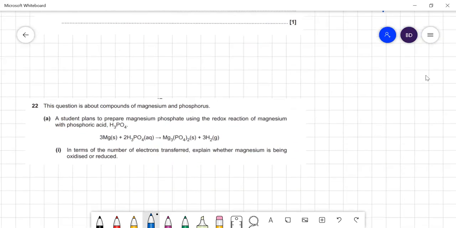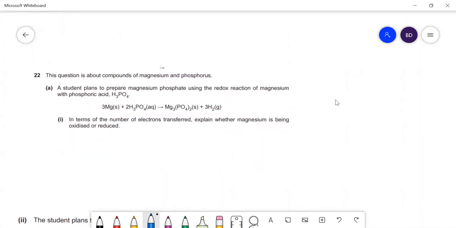Right, reaction between magnesium and phosphoric acid, okay? It prepares magnesium phosphate by using the redox reaction of magnesium with phosphoric acid. There's a reaction. In terms of number of electrons transferred, explain whether magnesium is being oxidized or reduced. Well, let's have a look. Magnesium here is the metal. It's got a full outer shell, it's not missing any electrons, no charge. Now, magnesium, when it forms compounds, it's in group two, it always forms the Mg2+ ion, okay? Now, you may not be familiar with the phosphate ion, but that's got a 3- charge on it, and that's why the formula is this, okay?